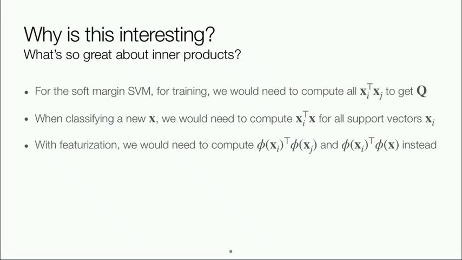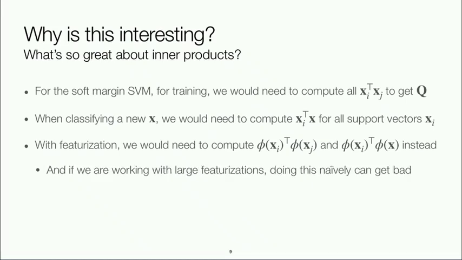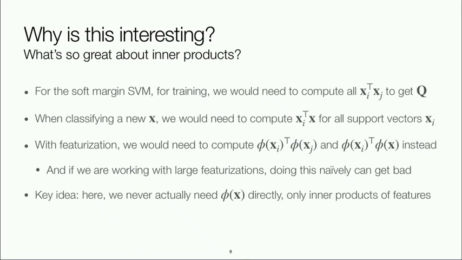And like we said before, if we're working with large featurizations, like a high-order polynomial, then doing this naively can get really bad because now we're computing dot products between features that are much larger, right? And we had to construct those features in the first place, and now we have to do the dot product and everything. This is getting pretty nasty if we're trying to use something like a high-order polynomial, right? But there's one key idea that's really going to save us here.